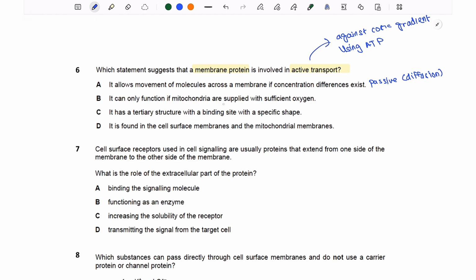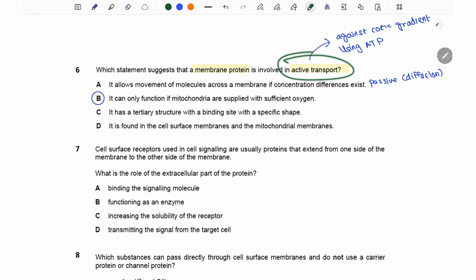B, it can only function if mitochondria are supplied with sufficient oxygen. So in this case, oxygen is required. If there is less oxygen, because oxygen is needed for aerobic respiration, then there is less aerobic respiration, and mitochondria produce less ATP. So it can only function if mitochondria are supplied with enough oxygen. This is our answer. C, it has a tertiary structure with a binding site with a specific shape. That is irrelevant again, because although this is true for carrier proteins, it's similar for enzymes, but this is not related to active transport.